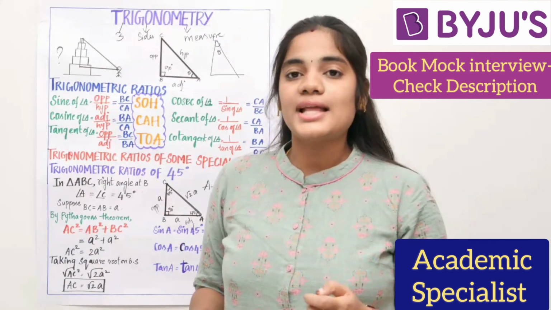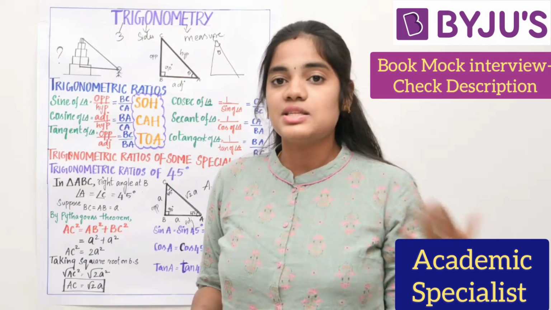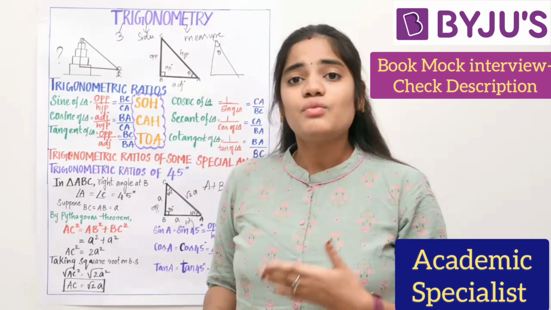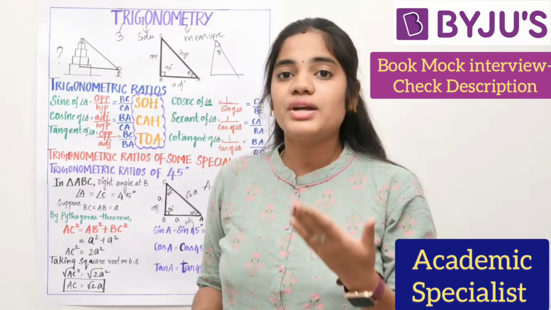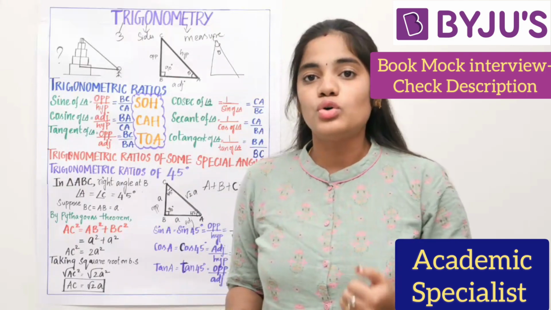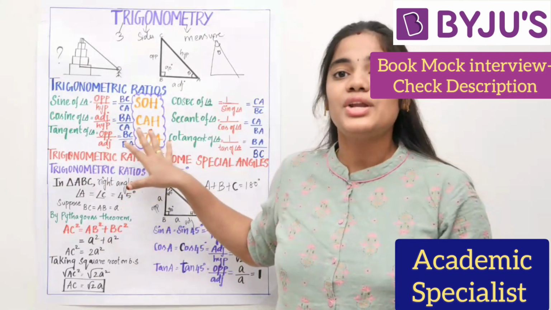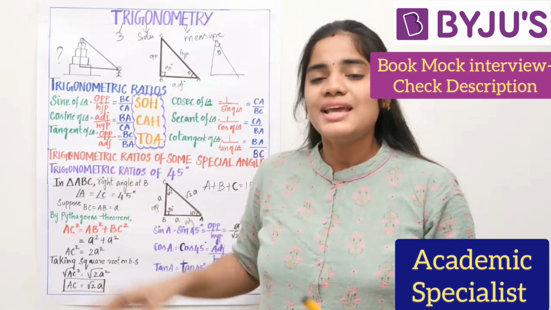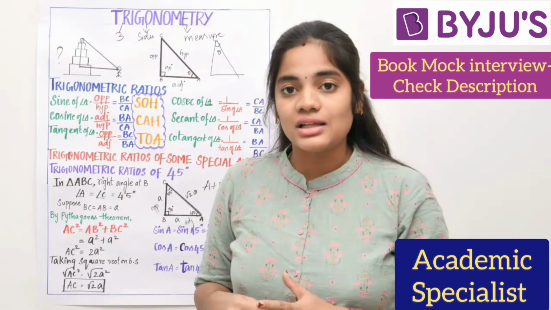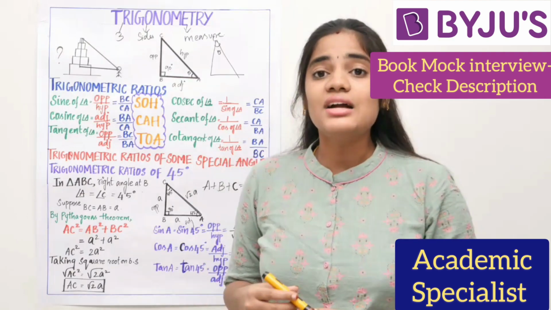Next is cotangent. Cotangent of angle A is the reciprocal of tan, so we can write it as 1 by tan of angle A. Tan is opposite by adjacent, so if we take the reciprocal, adjacent by opposite is the value of cotangent. These are the important ratios of trigonometry. Next, we are going to see trigonometric ratios for some special angles. Here I have taken an angle 45.